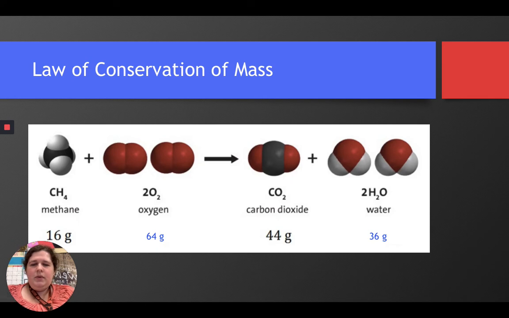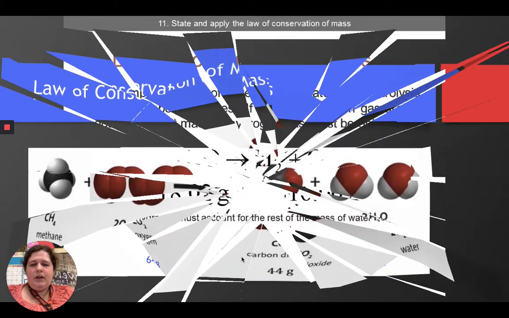Let's look at how we would see this in chemical format. Let's say I have 16 grams of methane mixed with 64 grams of oxygen. What's the total mass of my reactants or ingredients here? If you add up 16 plus 64, that equals a total of 80. So if I have 80 to start, I better end up with 80. I end up with 44 grams of carbon dioxide plus 36 grams of water. Add those two up, 44 plus 36 is equal to 80. They are equal to each other.